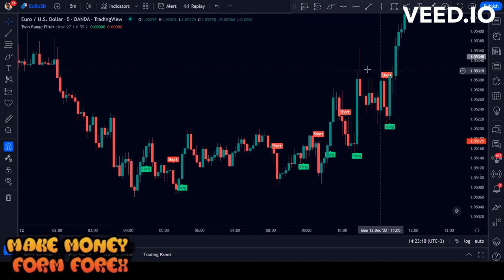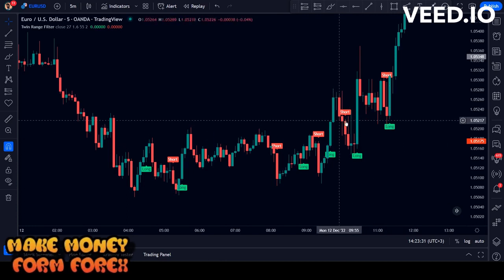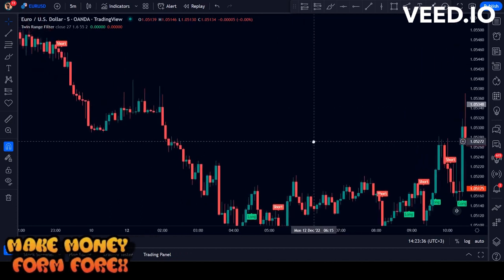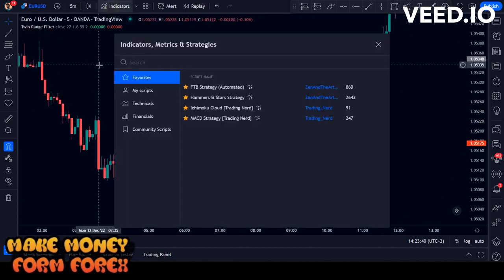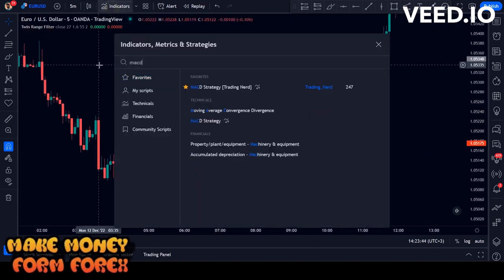So this indicator will be our entry confirmation indicator. When it prints a long signal, we buy. When it prints a short signal, we sell. Pretty self-explanatory. Now for the second indicator, head back to the indicators tab and type in MACD.